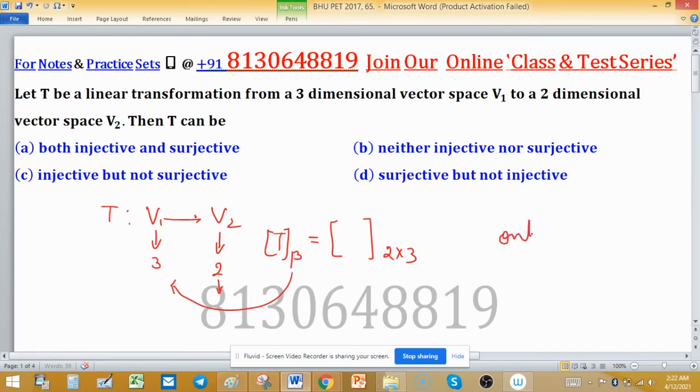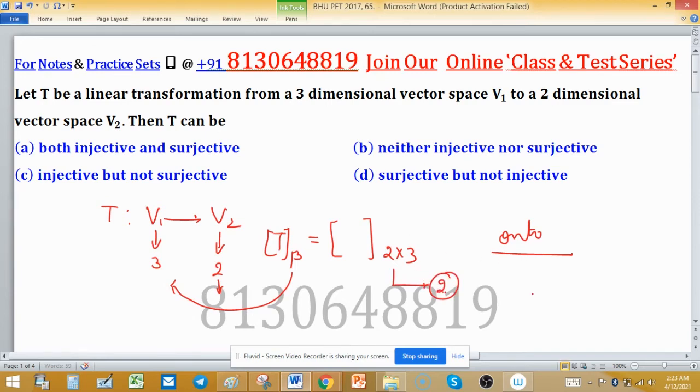For onto, this matrix must have a pivot element in each row. So the maximum number of pivot elements is 2, if they exist.